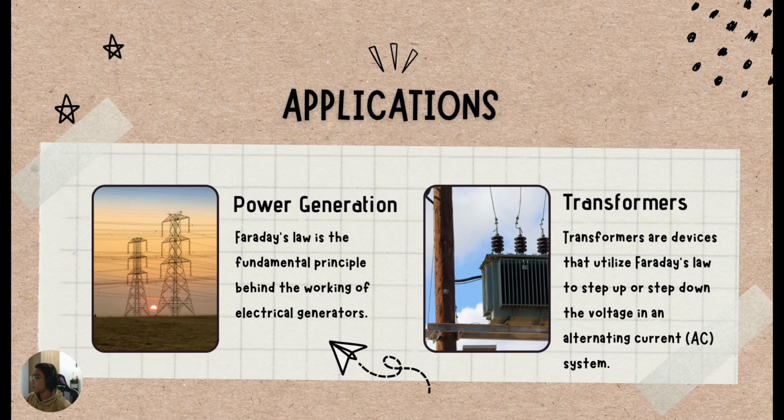And the second example is transformers. Transformers are devices that utilize Faraday's law to step up or step down the voltage in an alternating current, which is known as the AC system. By varying the number of turns in the primary and secondary coils and the rate of change of magnetic flux, transformers can efficiently transfer electrical energy between different voltage levels.